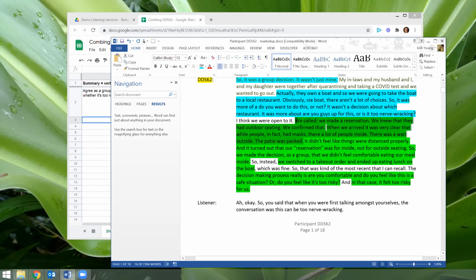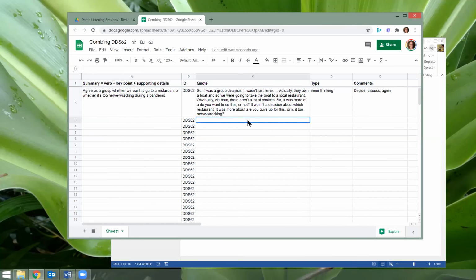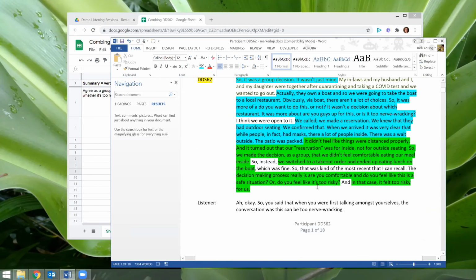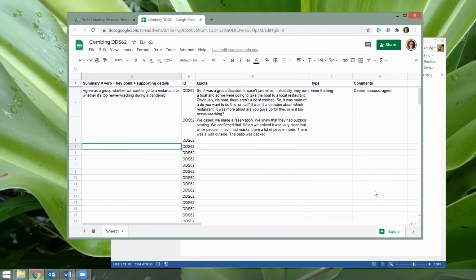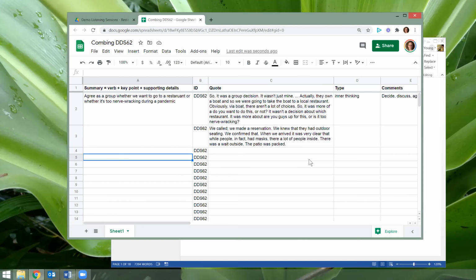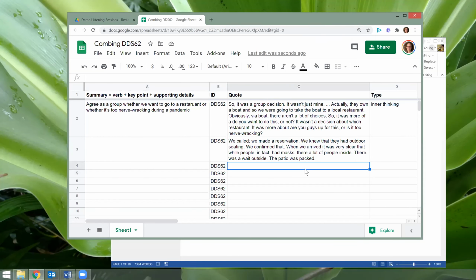Okay, so I'm going to take this and stick it over here. I'm stopping there because I think the next bit, it didn't feel like things were distanced properly, is more of a different concept here. So I'm going to put a little break in between there. So wait a minute. Now everything that I grabbed here, can I zoom in on this? Yeah, that might be a little bit more readable for the recording.